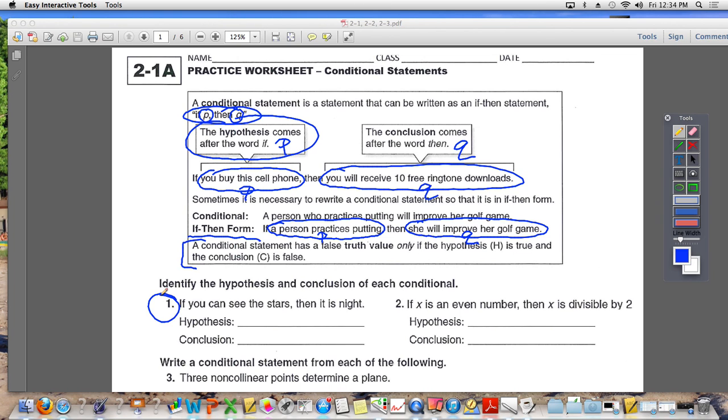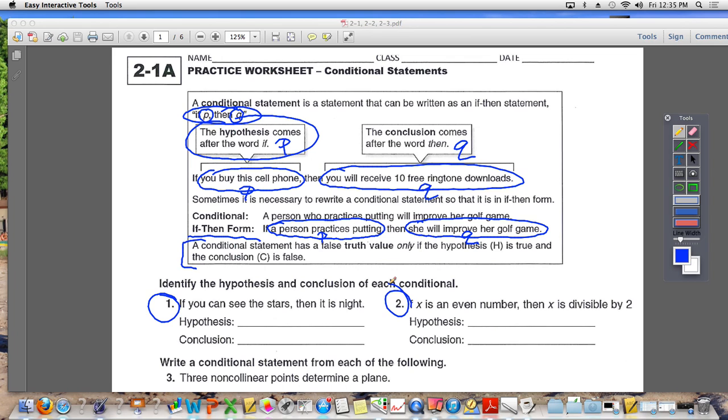Okay, Mr. Fluff. If x is an even number, then x is divisible by 2. All right, what's the hypothesis? X is an even number. What's the conclusion? X is divisible by 2. Is that a true statement? If it's an even number, is it divisible by 2? Yeah, that is a true statement. You wouldn't be able to come up with a counterexample for problem number 2. So the hypothesis is x is an even number. The conclusion is it is divisible by 2.